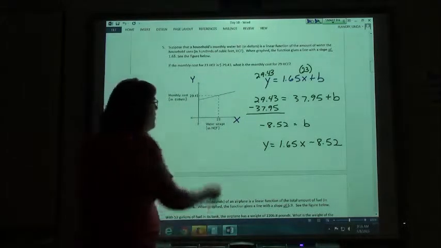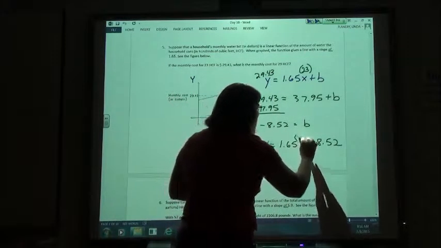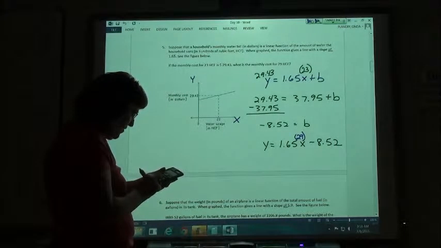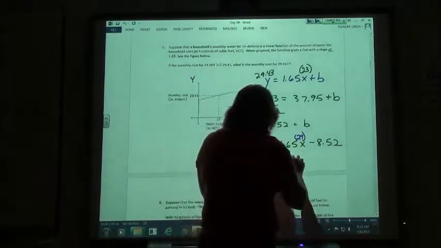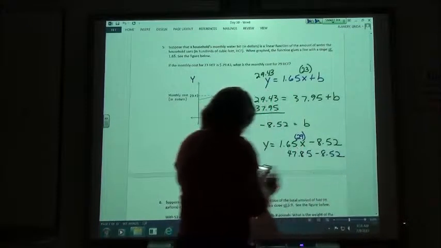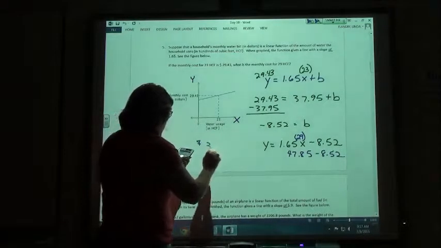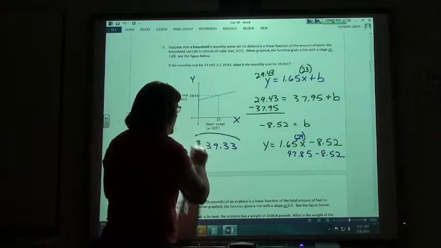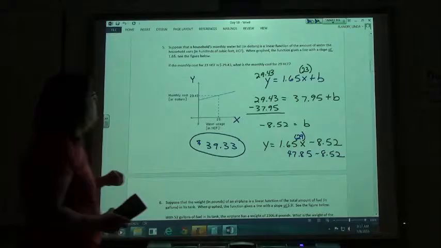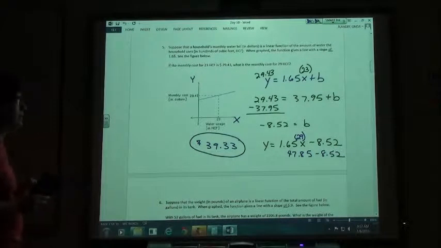I now want to find it for my monthly water usage of 29. So I'm going to put 29 in for my x and solve it. So 1.65 times 29 is 47.85 minus my 8.52. So my cost is $39.33. So if I use 29 hundred cubic feet, that's going to cost me $39.33.